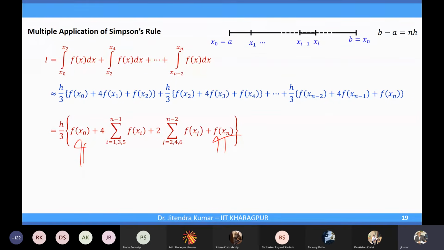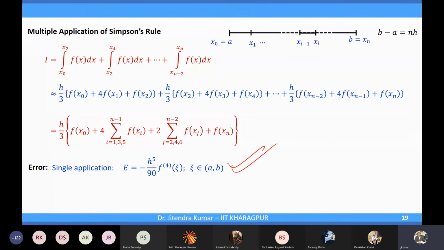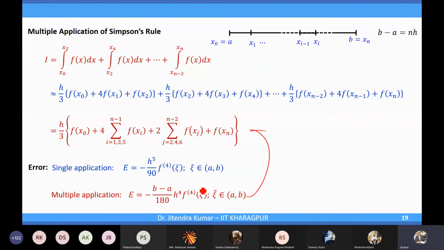Error, I will not derive the error here, but in this case you will realize that in a single application the error will be h^5 over 90 f4, and when you have the multiple application like here we have seen, you have actually this is the error bound in case of the Simpson's 1/3 rule, (b minus a) over 180 h^4 f4 and so on. So here you can see that Simpson rule is much better, because here the error is of order h^4. Earlier it was of order h^2. So that is the difference.